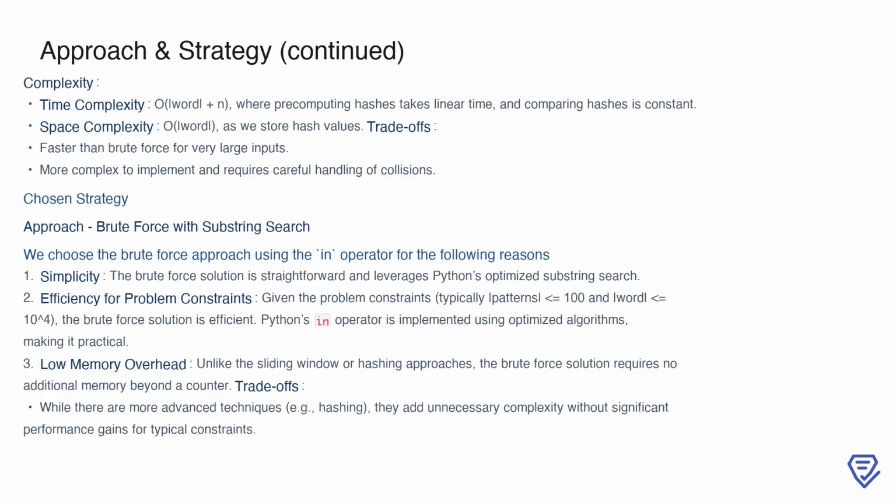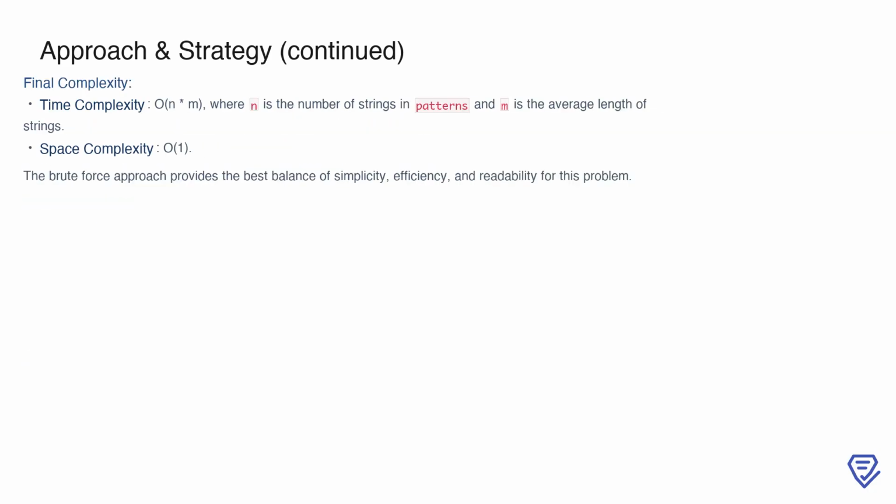However, it comes with trade-offs. Hashing introduces implementation complexity, requires careful handling of hash collisions, and may not provide significant performance improvements given the constraints of this problem. For these reasons, we select the brute force approach as our strategy. It leverages Python's optimized substring search, making it simple and effective within the given problem constraints. The brute force approach provides the best balance between simplicity, efficiency, and readability for solving this problem.